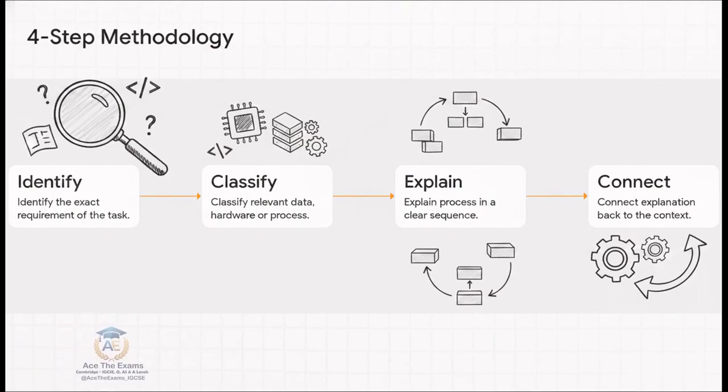Step 1. Identify the exact requirement of the task. Step 2. Classify the relevant data, hardware, or algorithm. Step 3. Explain how the process works in a clear sequence. Like, explain it so well that a totally new learner could easily follow along. And Step 4. Connect that explanation right back to the context. Always double-check if the question wants causes, effects, advantages, or design decisions.